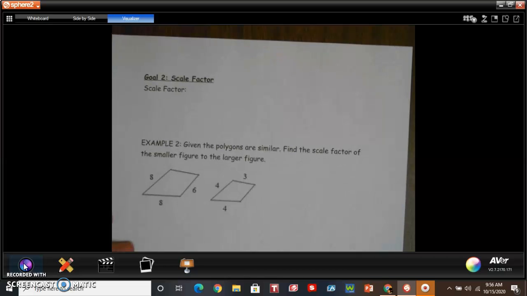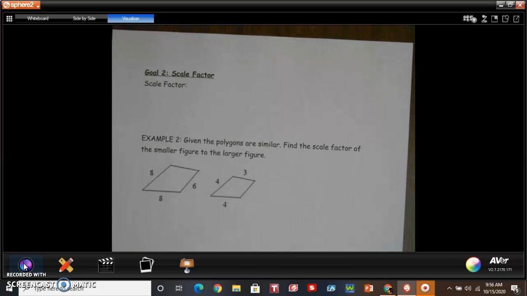All right, goal number 2, scale factor. So what a scale factor is, it is a comparison of sides of similar polygons. All right, you might want to write that down.